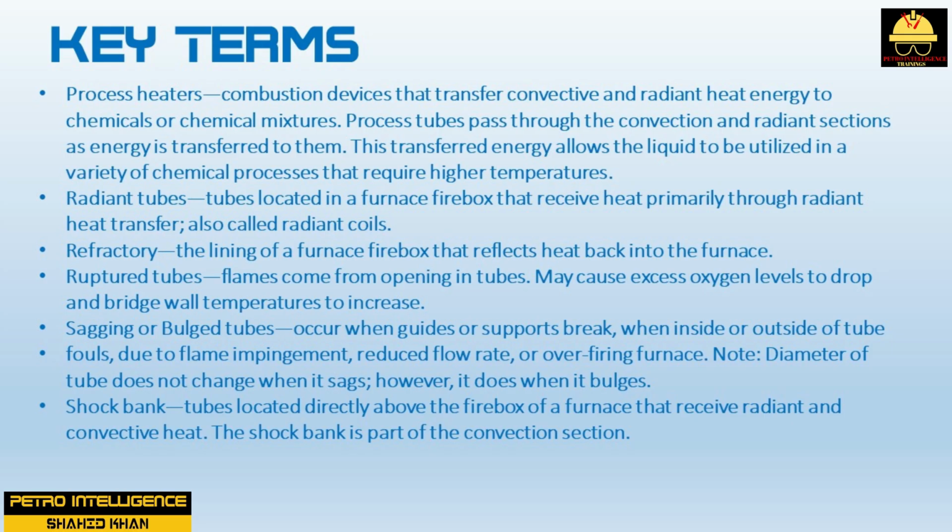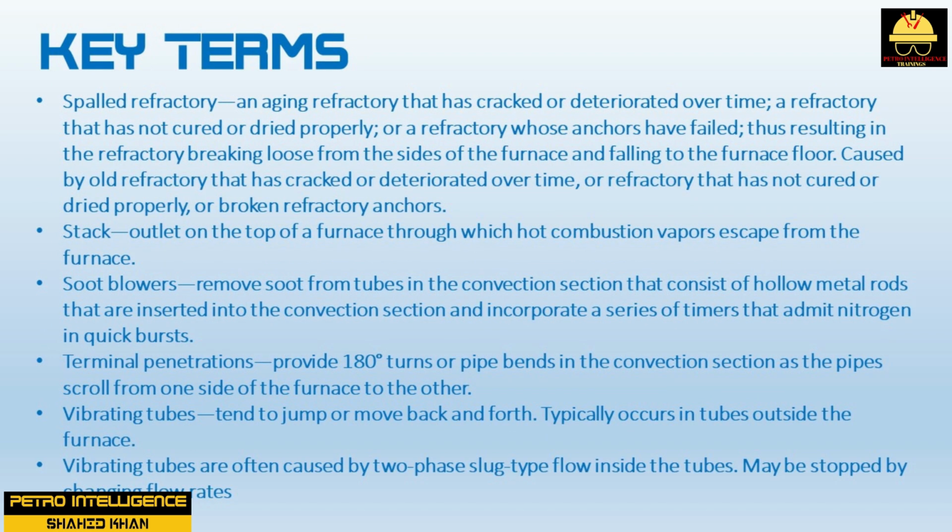Shock bank are tubes located directly above the firebox of a furnace that receive radiant and convective heat. The shock bank is part of the convection section. Spalled refractory is an aging refractory that has cracked or deteriorated over time, a refractory that has not cured or dried properly, or a refractory whose anchors have failed, thus resulting in the refractory breaking loose from the sides of the furnace and falling to the furnace floor.